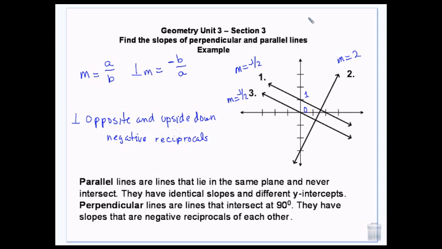Whereas if you have regular m, it will be parallel to itself. So if you have the same slope, you're parallel. If you're opposite and upside down, you're perpendicular. And if you're anything else, you're just intersecting.